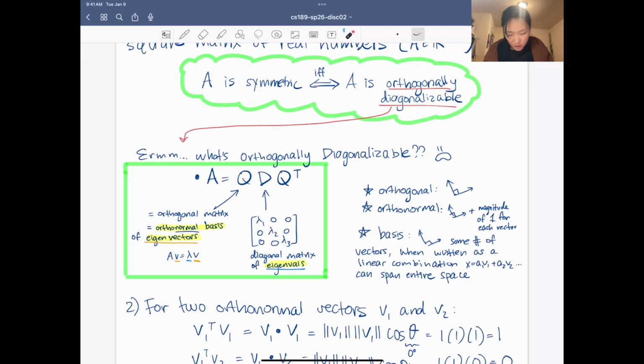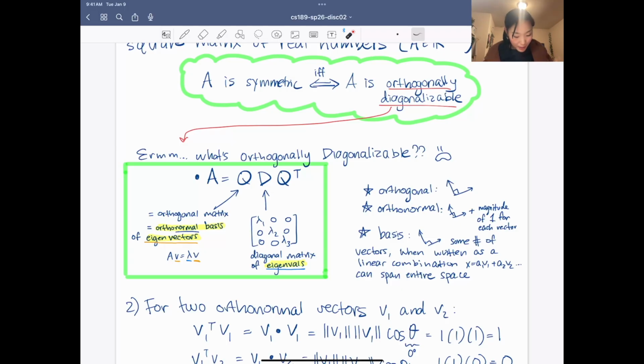Recall from linear algebra, pre-calculus, or a little bit of multivariable: orthogonal means that two or more vectors are, you can think of them as being at 90 degrees. Orthonormal vectors are vectors that are not only orthogonal, but also have a magnitude of 1.